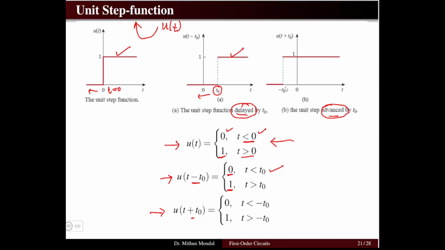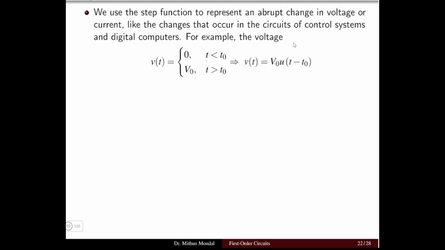Here the switching operation has taken place at minus t naught. So any time below minus t naught, the voltage amplitude will be 0, and any time after that will have a magnitude of 1. So these are the equations of the unit step function. We have written unit because the magnitude is always 1 for the unit step function. Now where do we use such types of step functions?